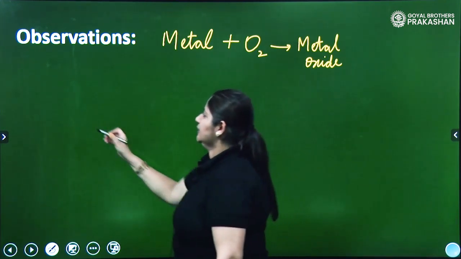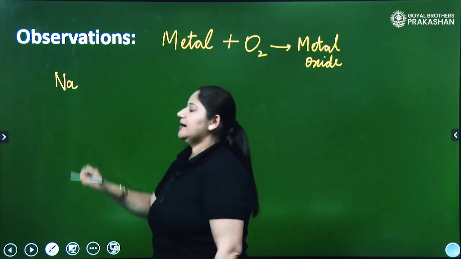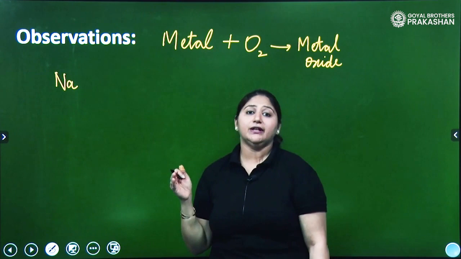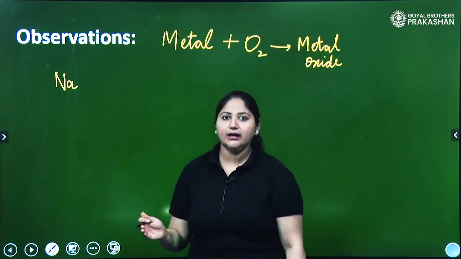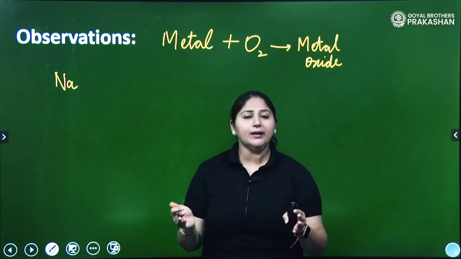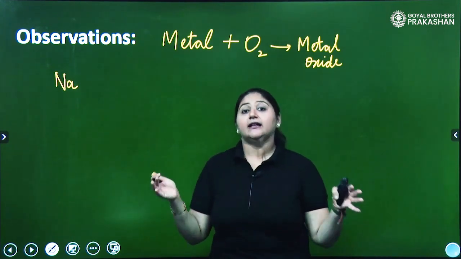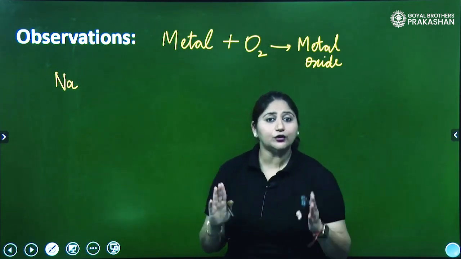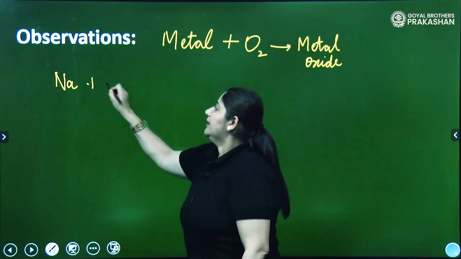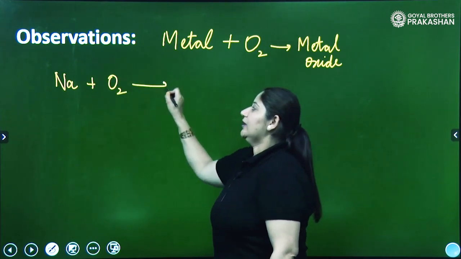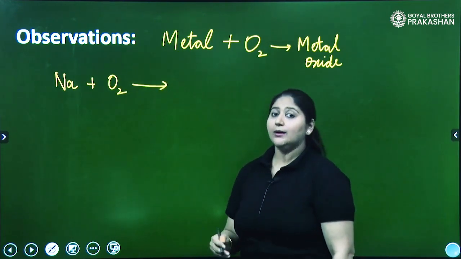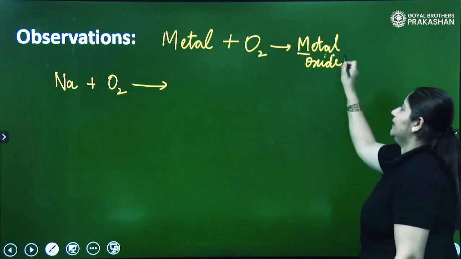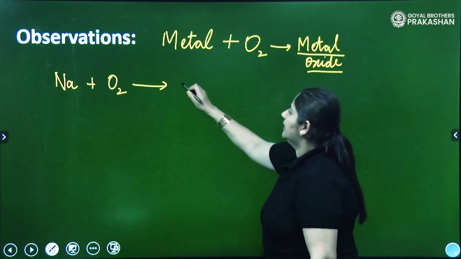So first, let's talk about sodium. Sodium and potassium are more reactive metals. Do you know that they are always kept immersed in kerosene oil? Why? Because sodium and potassium are so reactive that if they are exposed to air, they will catch fire. So we have to make sure that we put them in kerosene oil. So how will they react with oxygen? Both sodium and potassium, when they react with oxygen, will form a metal oxide.